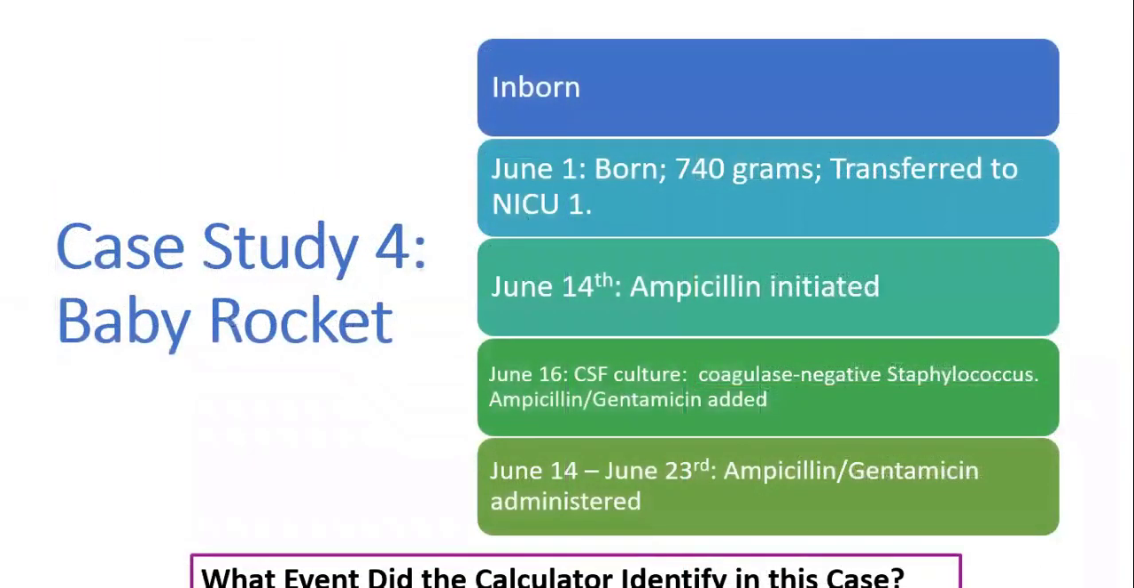So let's look at our fourth and final case study on Baby Rocket. Baby Rocket is an inborn infant born June 1st at 740 grams and was transferred to NICU on the date of birth. On June 14th, ampicillin is initiated. On June 16th, a cerebrospinal fluid culture was collected and is positive for coagulase negative staph. Ampicillin is continued and gentamicin is added on June 16th. Ampicillin and/or gentamicin was administered June 14th through June 23rd. Did the calculator identify an event in this case?